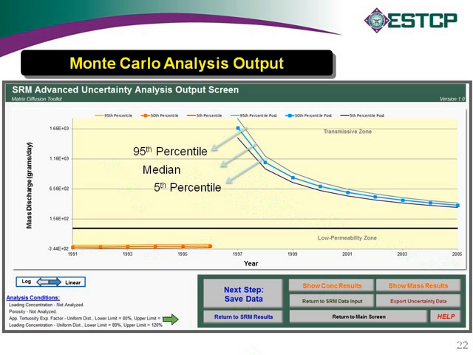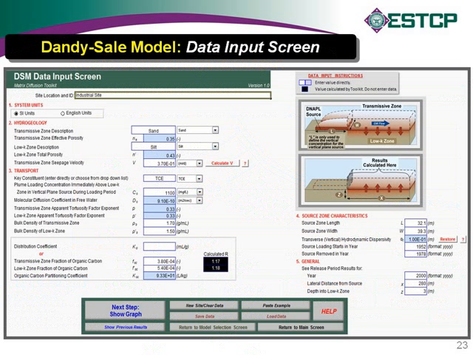Just some other things to note. You can look at the output in terms of log or linear right in here, and you can print this out and throw it into your report. So that's a quick drive-through of the square root model. Now let's go to the Dandy Sail model. Let's look at the input for that.